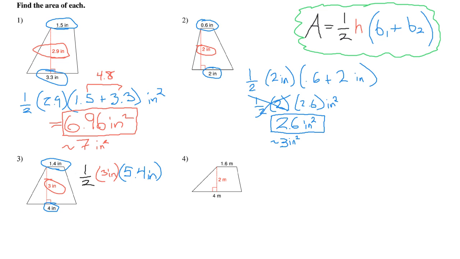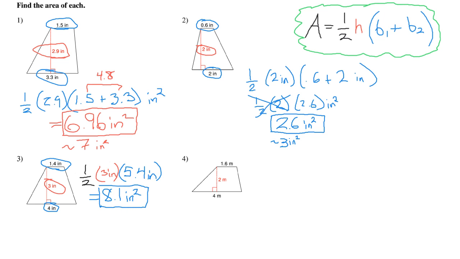I think this is a great one for the calculator. You could divide 5.4 by 2, and that would give you, I think, 2.7, and you can multiply that by 3. But let's just use the calculator for this one. So what we're going to be doing again is multiplying 1/2, or 0.5, times 3 times 5.4, and that's going to give us 8.1. So I'll record that answer there. This is going to be 8.1 square inches.